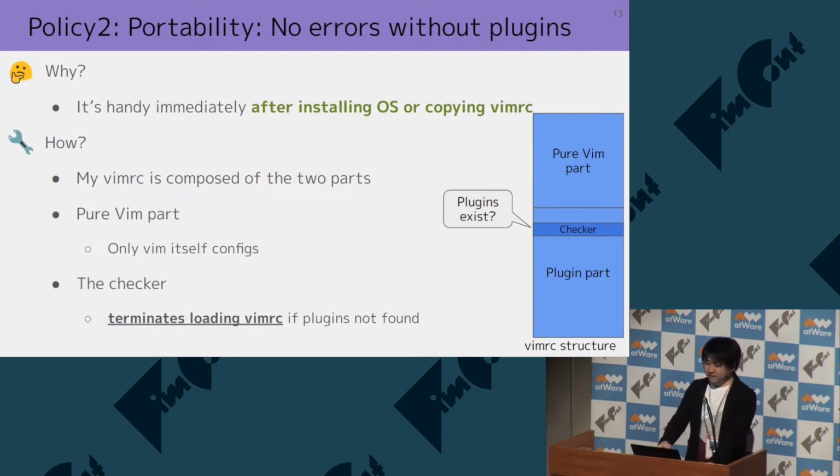The first half is the pure Vim script part, which has only Vim's own configurations. The rest is the plugin part. I set a checker at the head of the plugin part to check whether plugins are installed or not. If a plugin doesn't exist, it terminates the loading of vimrc immediately.